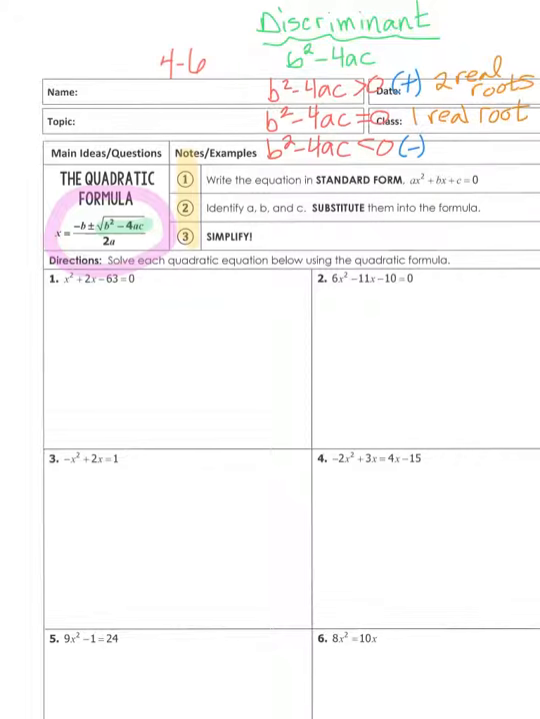So you will have no real roots, or I will accept the answer of 2 imaginary roots.